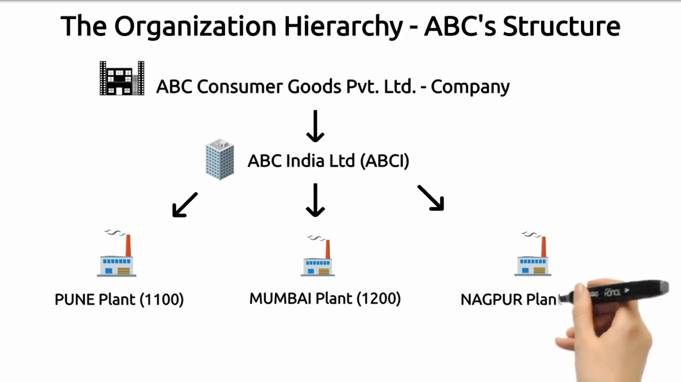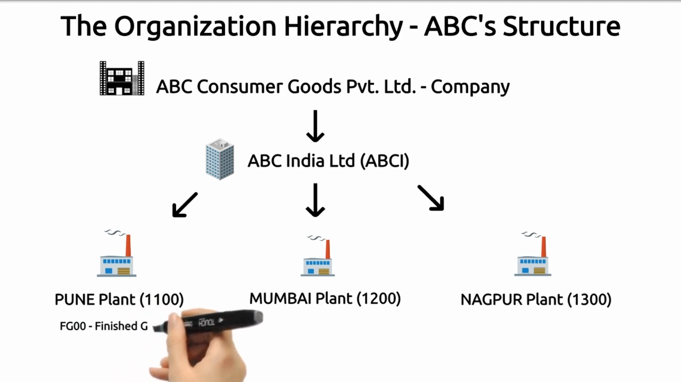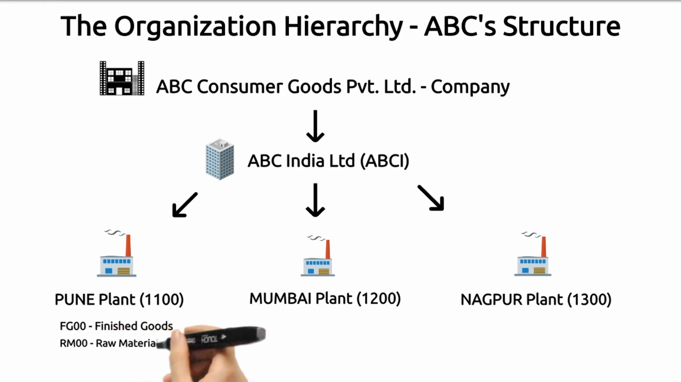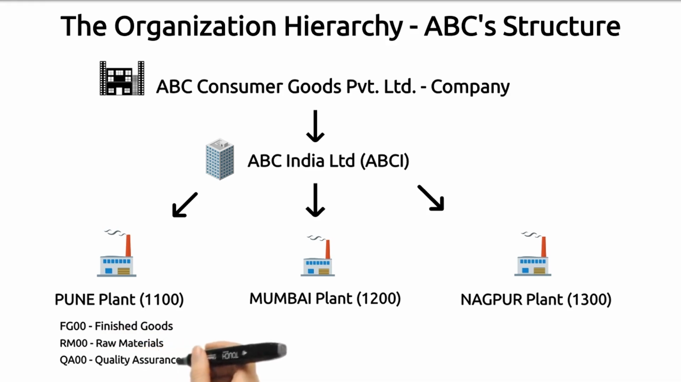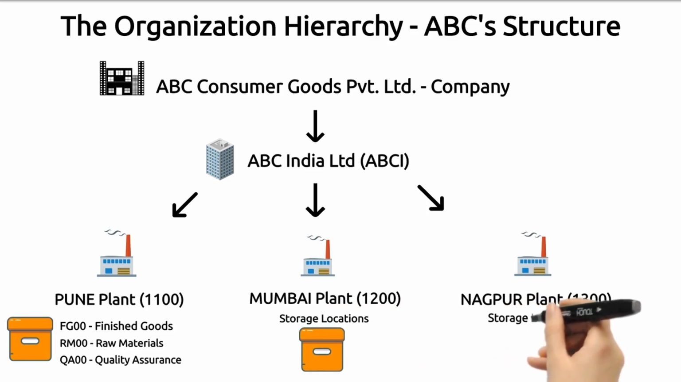And within each plant, there are storage locations. At Pune, for example, they have FG00 finished goods storage, RM00 raw materials storage, QA00 quality assurance. This hierarchy ensures that every material transaction in SAP has a clear home. When Raj creates a PO for raw materials, he specifies it's for Pune plant, RM00 location. This way, the system knows exactly where the inventory will be received.